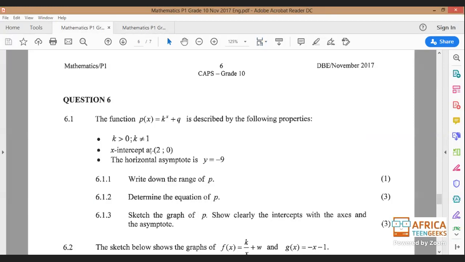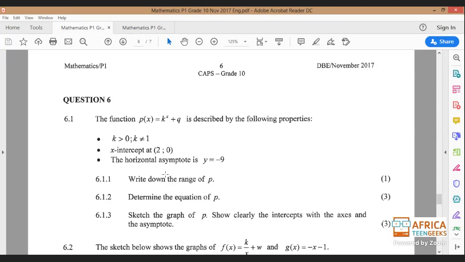Then your x-intercept is (2, 0). Then the horizontal asymptote is y = -9. Remember the horizontal asymptote, guys, it's basically your range, in other words. These are your asymptotes, right?